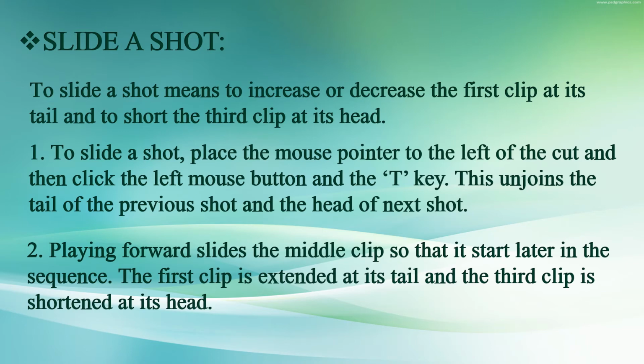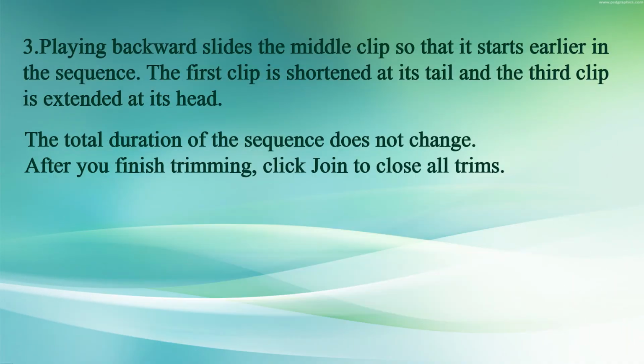Playing forward slides the middle clip so that it starts later in the sequence. The first clip is extended at its tail and the third clip is shortened at its head. Playing backward slides the middle clip so that it starts earlier in the sequence. The first clip is shortened at its tail and the third clip is extended at its head. The total duration of the sequence does not change. After you finish trimming, click the join to close all the trims.